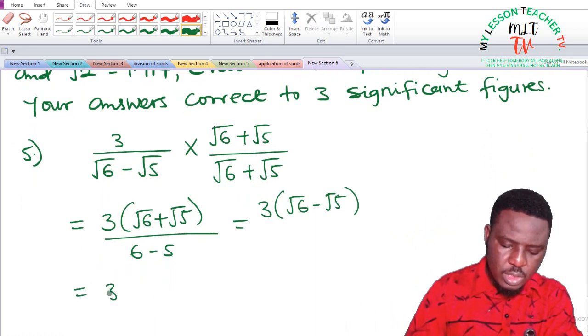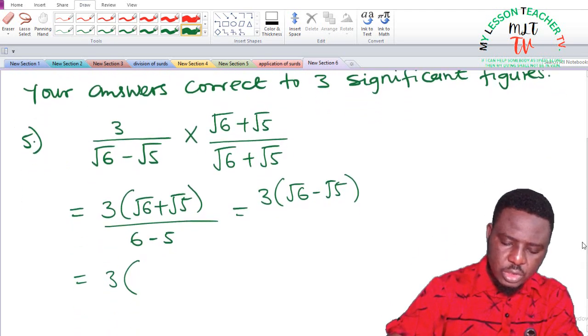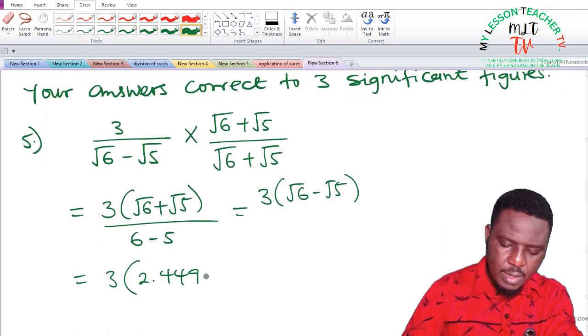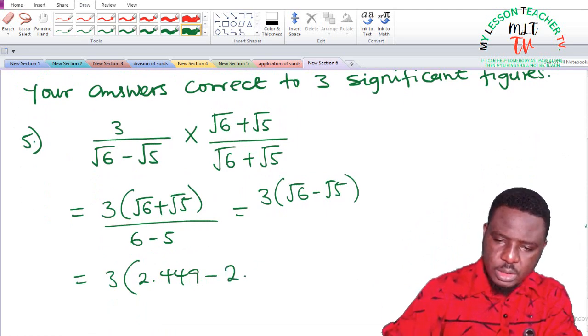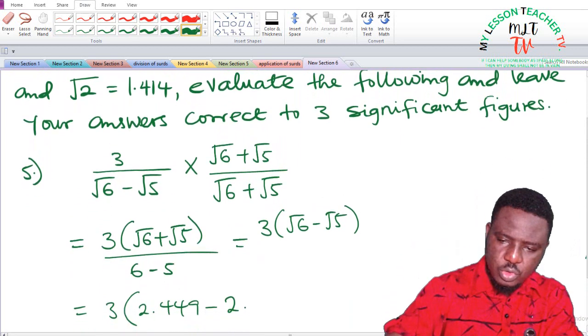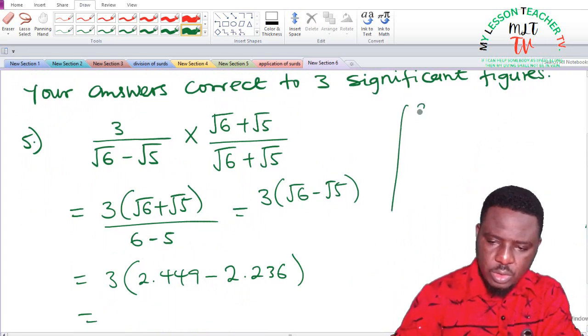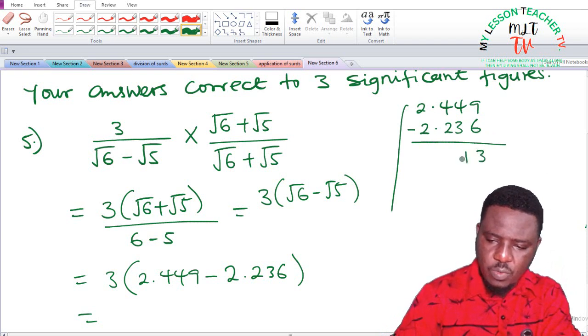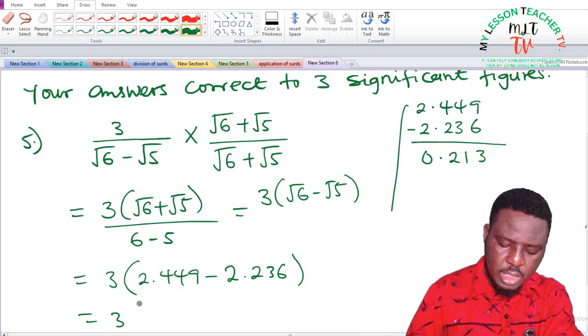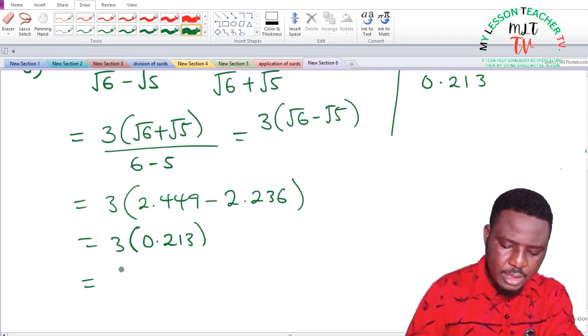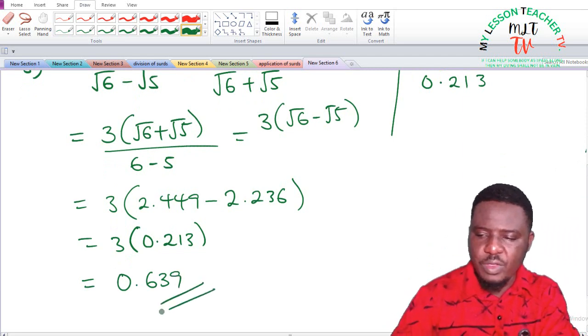This is equal to 3 into root 6 is 2.449 minus 2.236. And when you subtract 2.449 minus 2.236, this is 0.213. That is 3 times 0.213. And when you multiply, this is said to be equal to 0.639 in 3 significant figures.